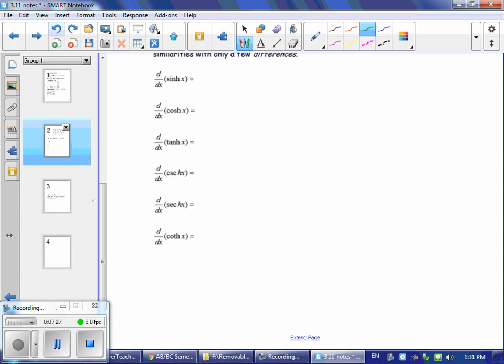So, just like in regular trig, the derivative of sine is cosine. In this case, it would be cosh x. One difference is that the derivative of cosh here is not negative sinh, it's just sinh x. The derivative of tangent in regular trig was secant squared. It's still secant squared. Oops, sech squared, excuse me, of x.